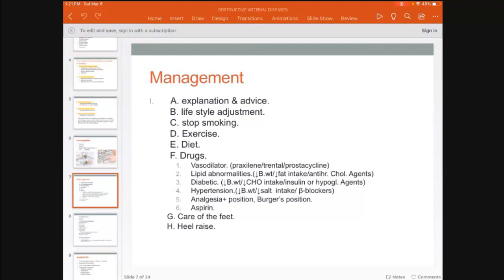And don't forget to always give an antiplatelet or anticoagulant to prevent any thrombosis at the site of obstruction, like aspirin, or we can give clopidogrel, or even an anticoagulant like warfarin.